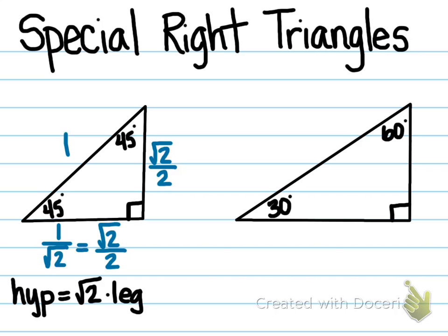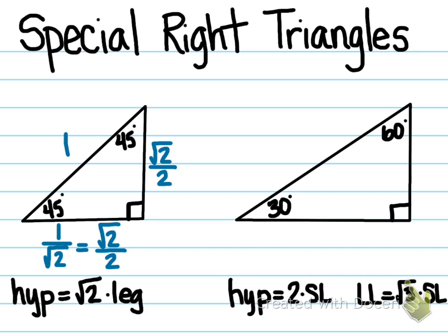Okay, next we've got the other special right triangle, which is the 30, 60, 90. And we had two rules for a 30, 60, 90. The first rule is that the hypotenuse is always 2 times the short leg. And then the long leg is always the square root of 3 times the short leg. So we're going to again say our hypotenuse is 1.